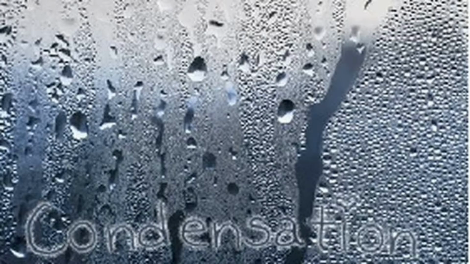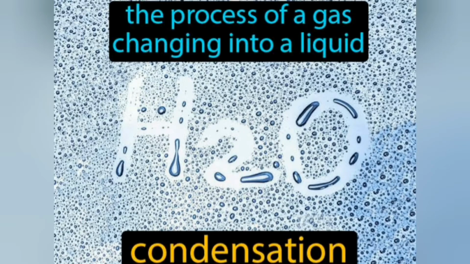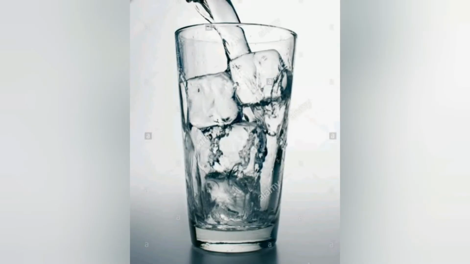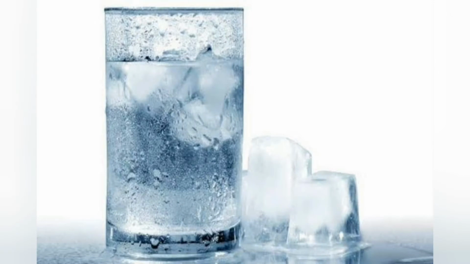Next is condensation. Condensation is a process in which gas changes into a liquid. Let me explain you with an example. Take some ice cubes in a glass and add water to it. After some time, you will see some misty layer of water drops on the outer layer of the glass.